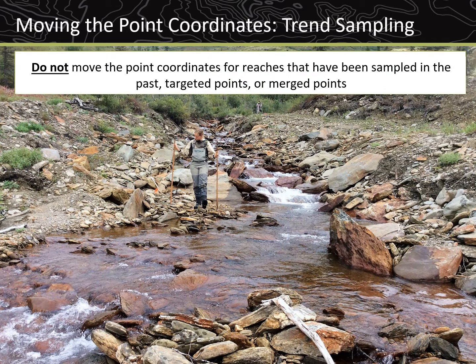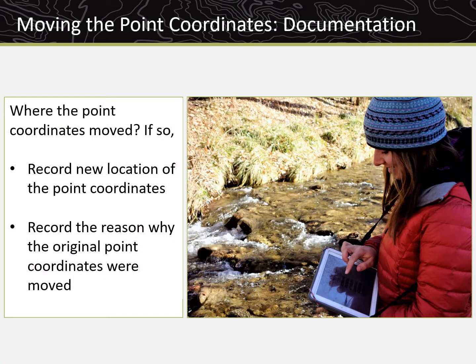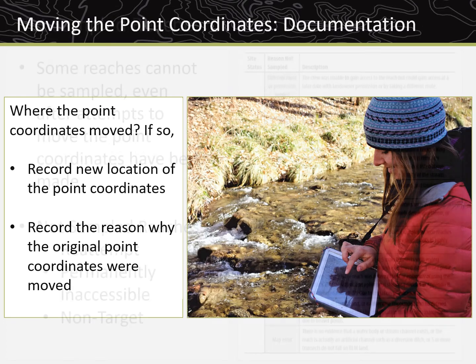The point coordinates for Lotic AIM reaches that have been sampled in the past, targeted points, or merged points should not be moved. These reaches should not be moved because trends for these systems cannot be analyzed if sampling did not occur in the same area. At all Lotic AIM reaches where the point coordinates were moved, record the new location of the point coordinates and the reason why the original point coordinates were moved.